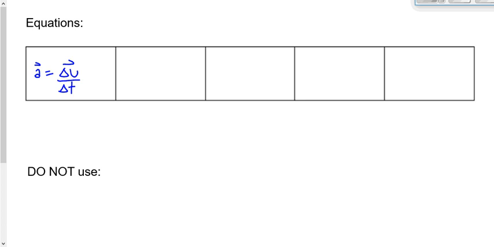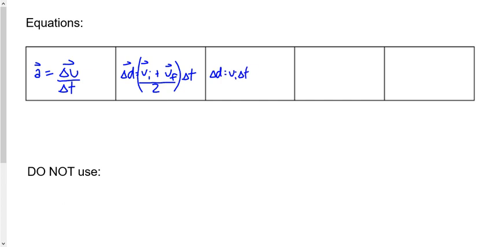Another equation that we're allowed to use here: delta d, that's displacement, is equal to (vi plus vf) over 2 times t. Initial velocity plus final velocity over 2, times the time interval. Another one: d is equal to vi t plus 1/2 a t squared. This is an ugly looking one. Displacement is equal to initial velocity times the time plus 1/2 of the acceleration times the time squared.